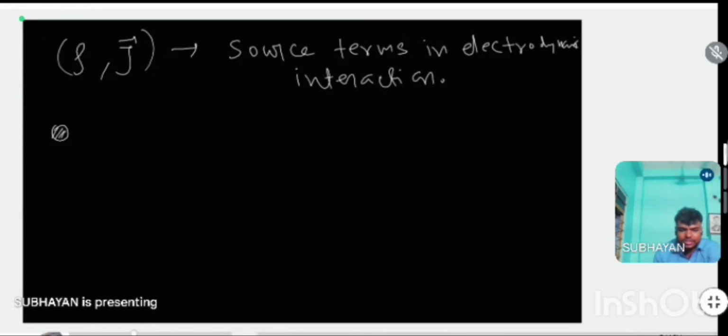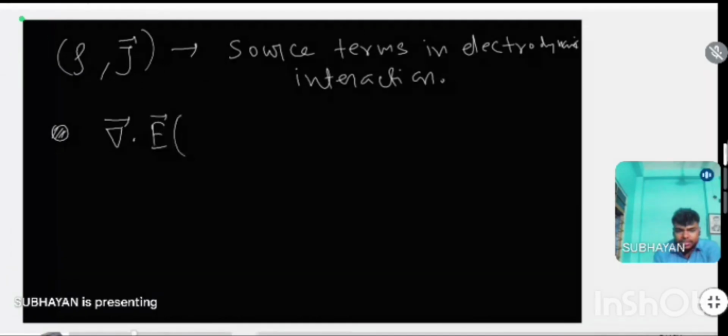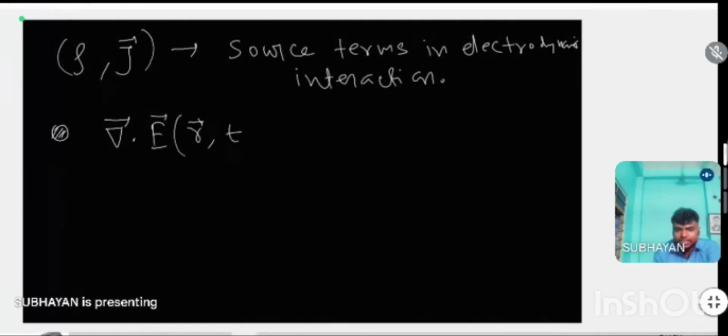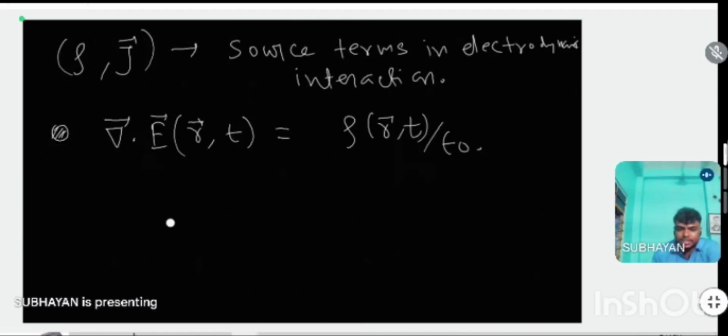So I am quickly writing those equations, which is divergence of E, a function of R in general, but in arbitrary case I am writing R of T, equal to minus rho of R, T by epsilon. Okay, sorry, this was not minus. Divergence of E was actually plus rho by epsilon. Sorry, I have made that correction.